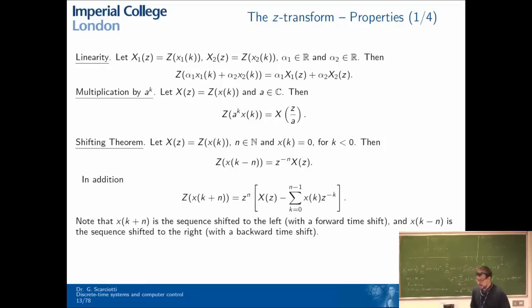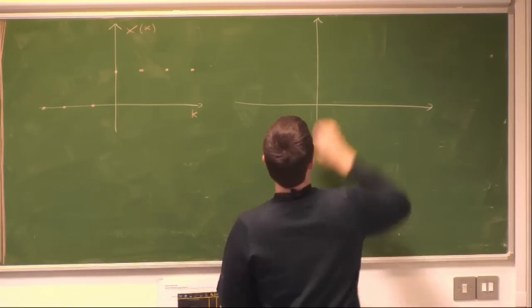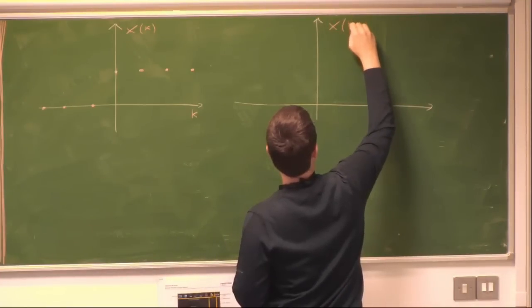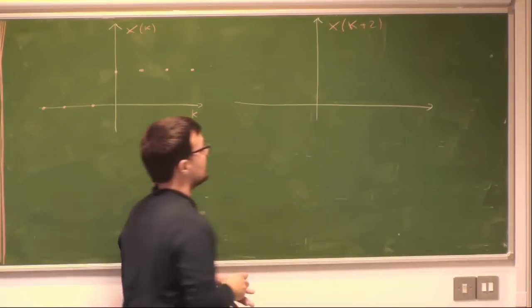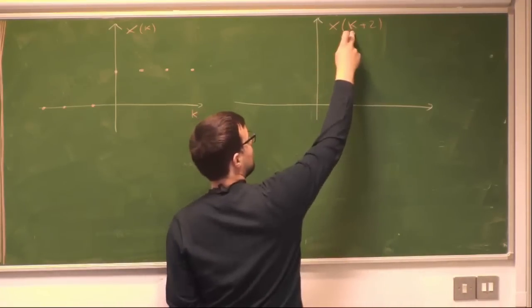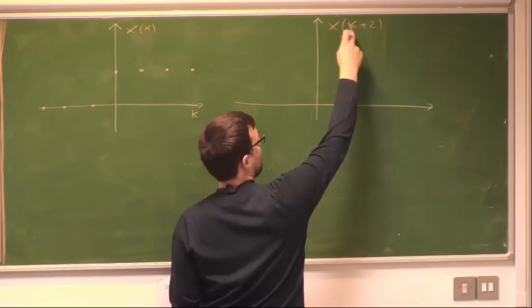Okay? Then we want to prove the shifting theorem also when instead of shifting towards the right, we want to shift the function towards the left. Okay? This case is a bit more complicated. So in this case, we represent x of k plus 2. Okay? And so we see that when k is minus 2, we have x of 0.